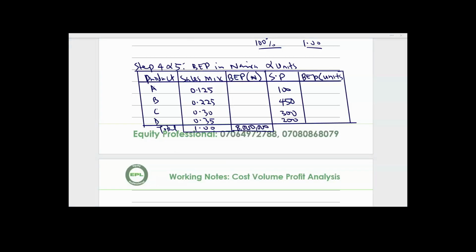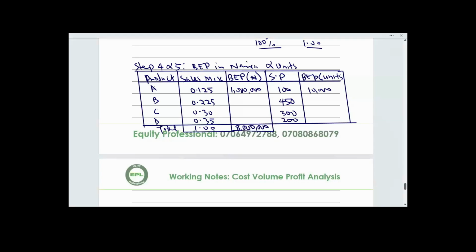Therefore, 8 million Naira multiplied by 0.125 equals 1 million Naira. Then to get the break-even point in units, you divide by the selling price. So divided by 100 Naira equals 10,000 units.